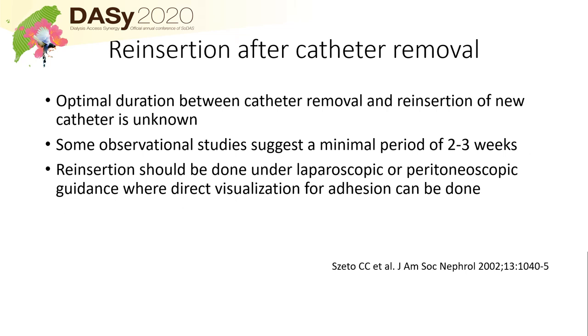The optimal duration between catheter removal and reinsertion of a new catheter is not known. Some observational studies suggest a minimum period of 2 to 3 weeks. But after peritonitis, the reinsertion should be done under laparoscopic or peritoneoscopic guidance, where direct visualization for adhesion can be done.